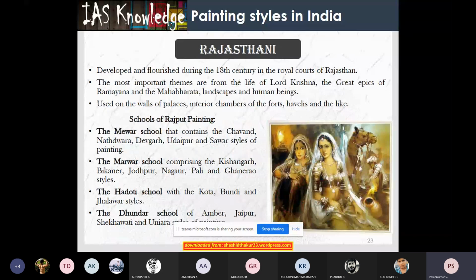And another one is Rajasthan. Rajasthan type of art that was developed in the royal courts of Rajasthan during the 18th century. So the most important theme of the particular paper, right?